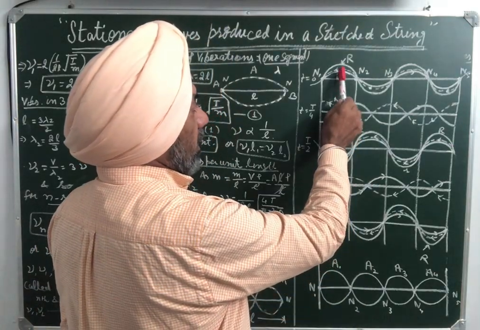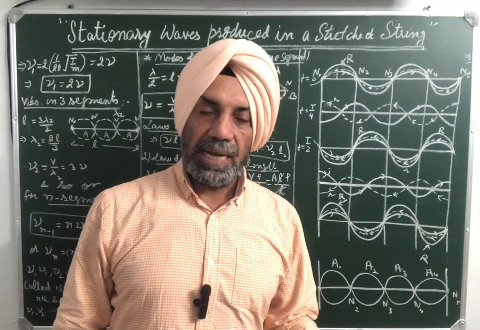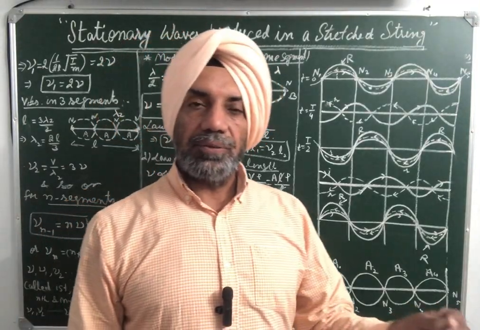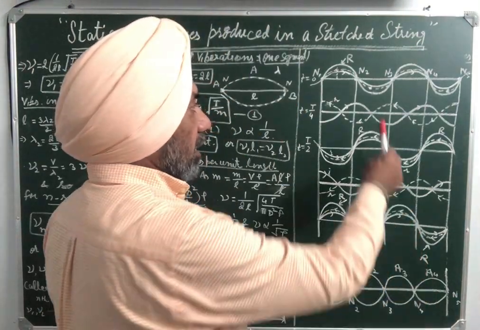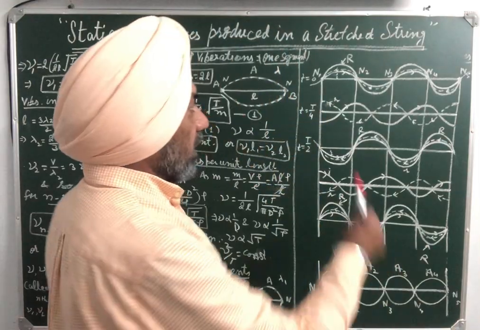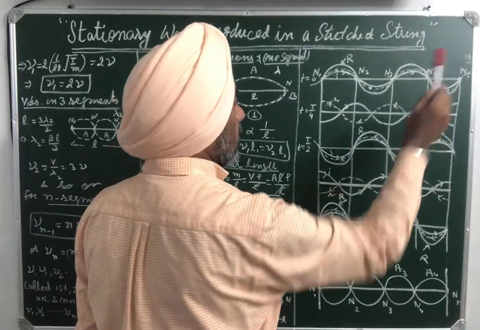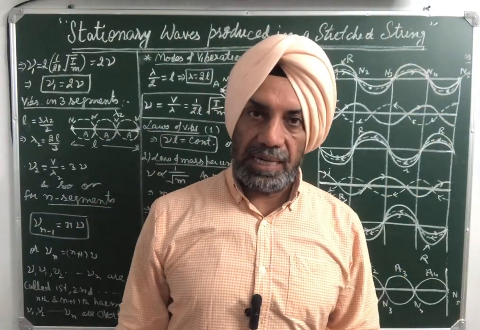Then it means at t equal to 0, crest of incident wave is falling upon crest of reflected wave, and similarly trough of incident wave is falling upon trough of reflected wave. So therefore we get resultant wave like this, because amplitudes are added when crest falls upon crest.